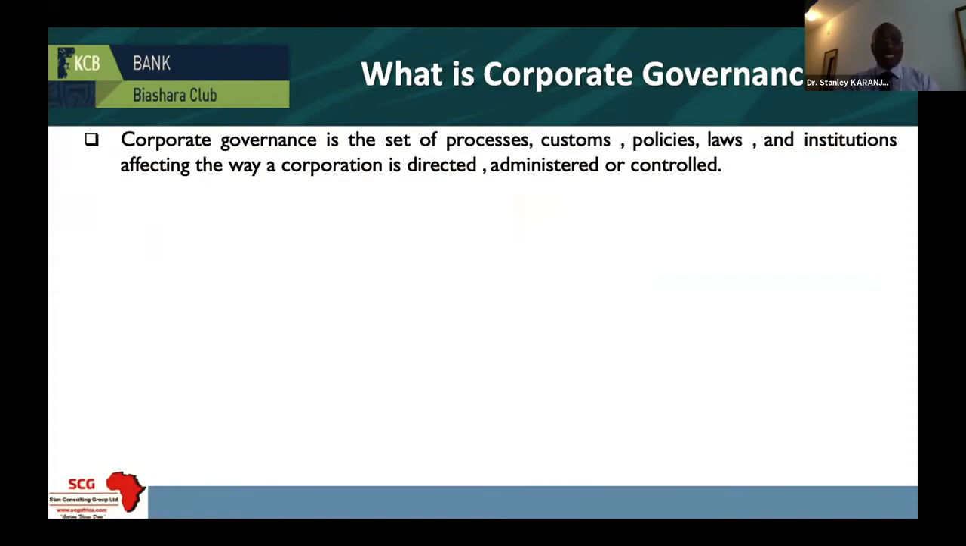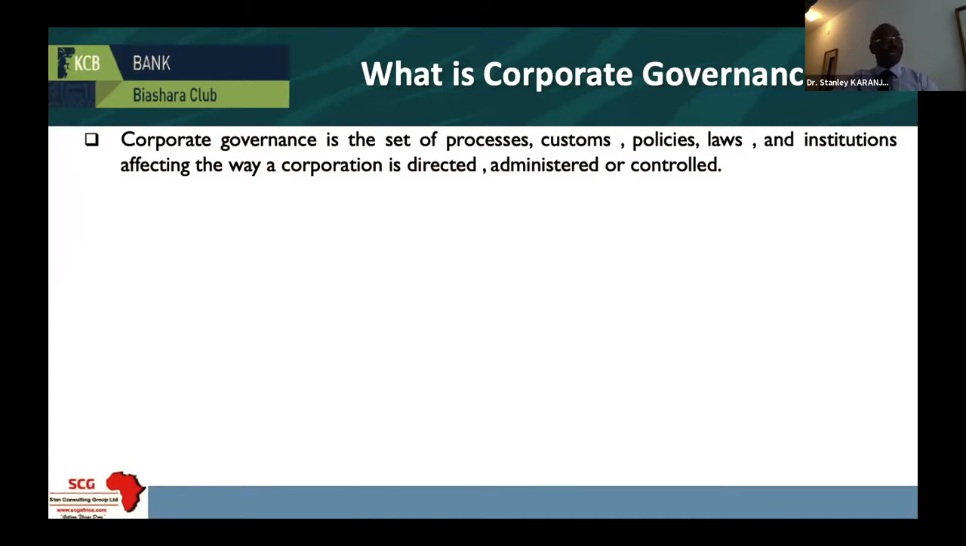You go to the human resource manual, it is well explained among the tools, the policies, which help us to live together within that organization and be able to deliver the vision, the mission of that organization, whilst living the values. So corporate governance is those processes, customs, policies, laws which affect the way the corporation is run. The way your business is run will depend on how you write down the processes.